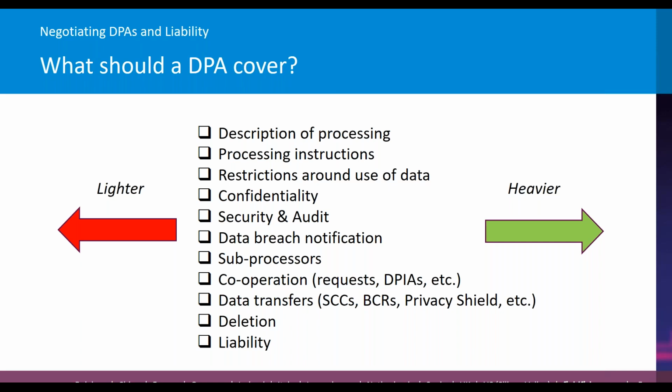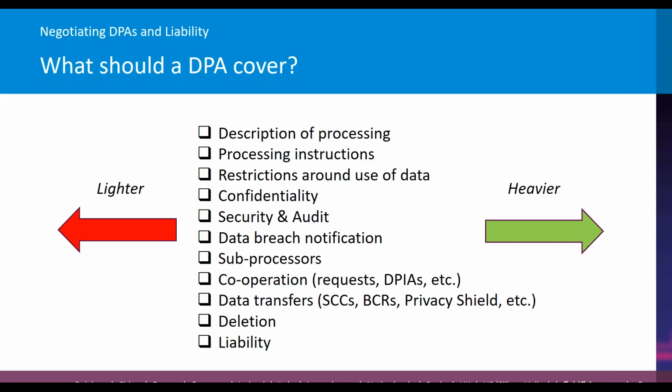Additionally, we've got data transfers on our list, because if you're transferring data to a vendor who is outside of Europe, or maybe the vendor is going themselves to be processing the data outside of Europe in a non-adequate country, then you're going to have to be thinking about Chapter 5 of the GDPR and making sure that you've got an appropriate transfer mechanism in place.